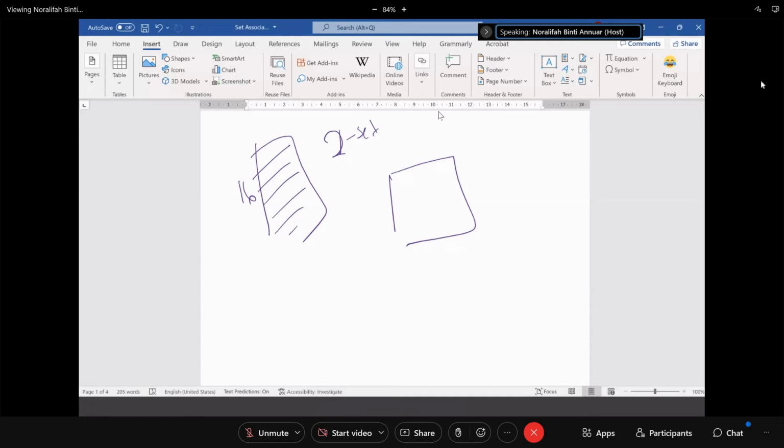So the size is 32, right? So 32 divided by 8, so ada 4 lines. So 2, 3, 4 lines. But we are using set associative mapping. So how many sets? 2. So 4 lines, 4 divided by 2, you got 2. Ini adalah 2 lines, 2 sets.